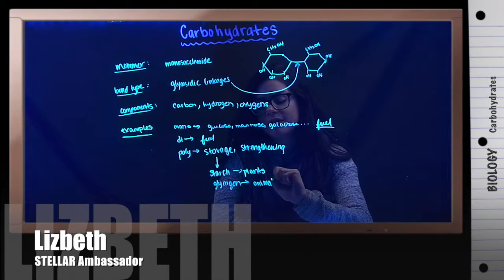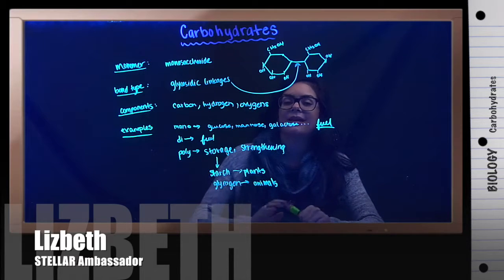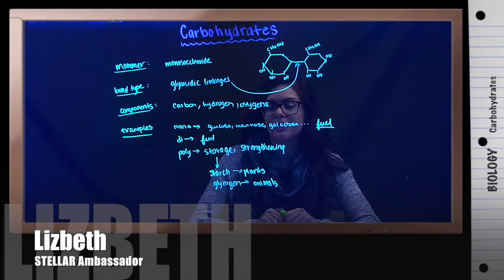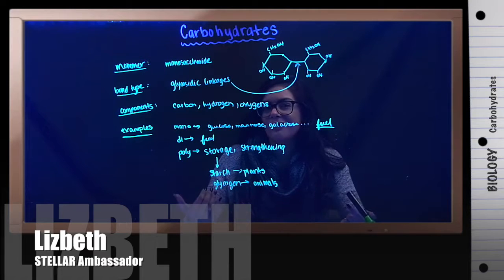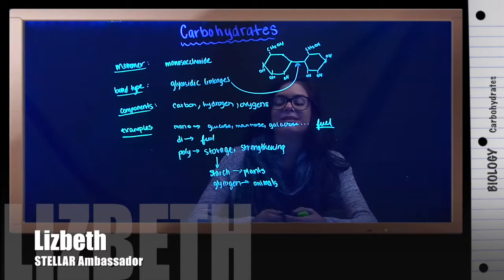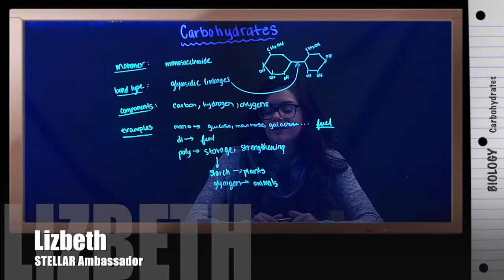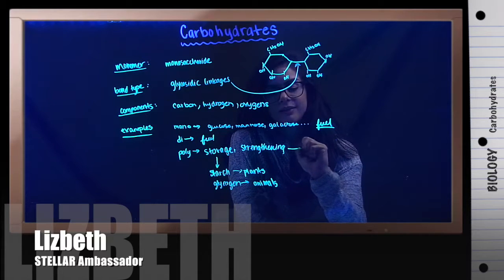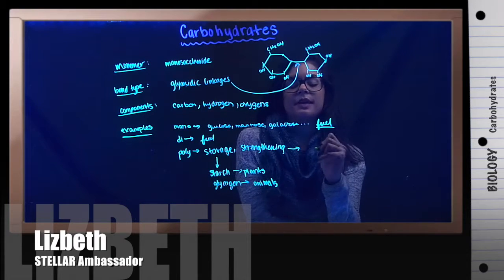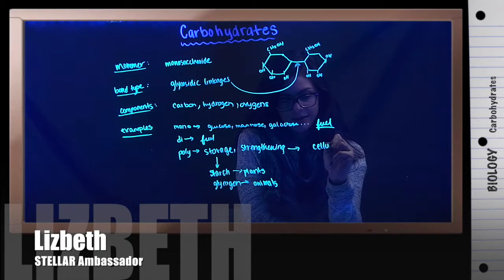When you go into starvation mode, your body will go ahead and use that glycogen, break it down back into glucose so that you can keep going. This is how, if you ever fast, so if you do like intermittent fasting, your body will start using up that glycogen for energy. All right, so for strengthening, we have something called cellulose in plants.